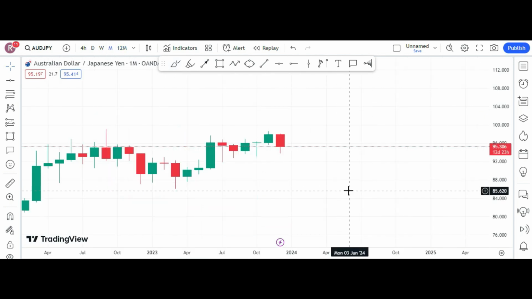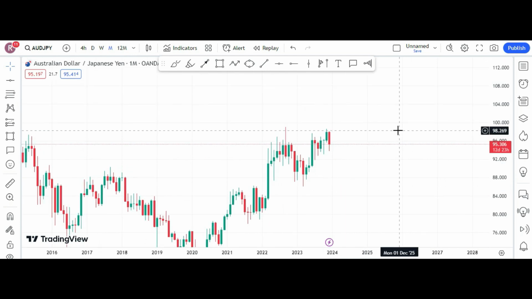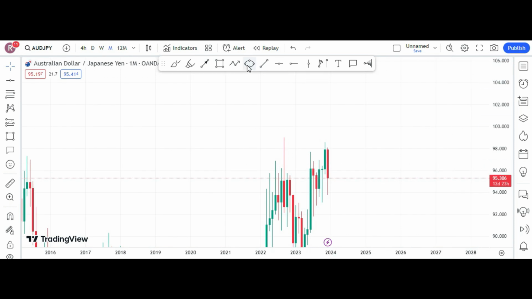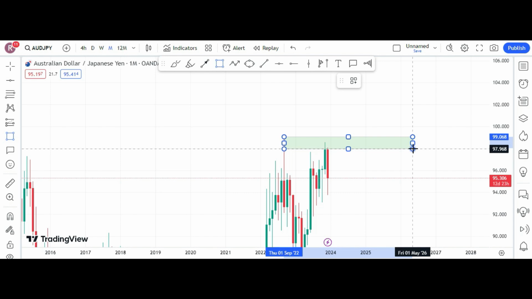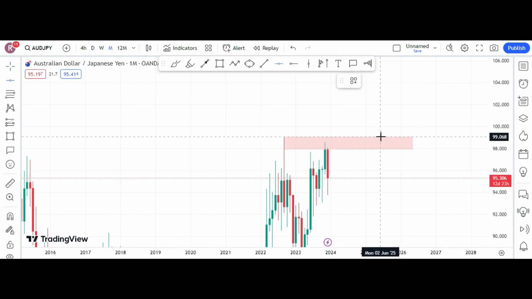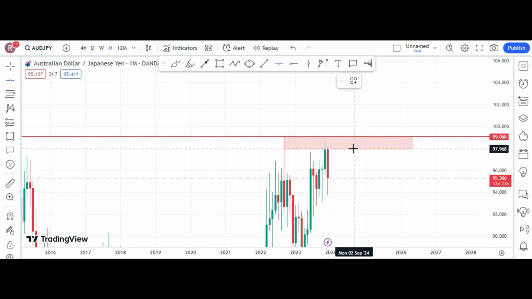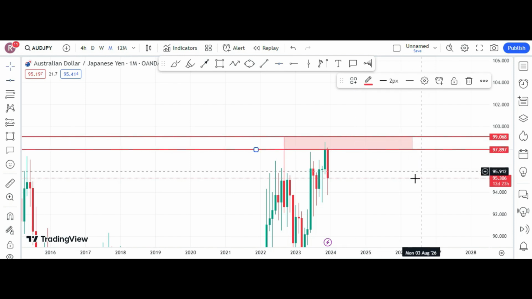Coming back to the month now, if we analyze, we can see we have a double top here in the monthly time frame. So let's mark the double top here. Okay, this is the monthly double top we have. Let's mark it properly so we can use it for further analysis. This is the thing. Okay, let's mark it properly. Okay, now we are done here.